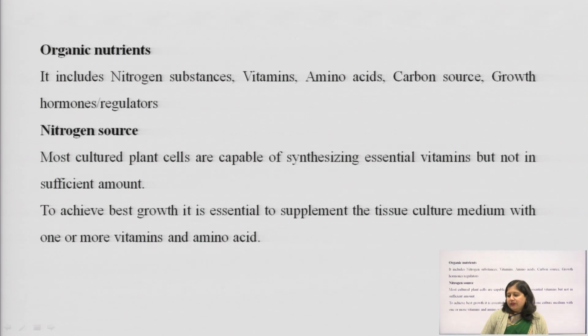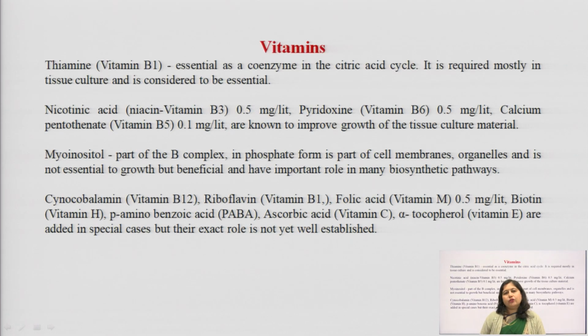In organic nutrients, generally we add vitamins and amino acids, and we also have certain growth regulators which are added inside the medium, and they help in maintaining the concentration of nitrogen. Okay. So, most cultured plants are capable of synthesizing essential vitamins, but not in sufficient amount. To achieve the best growth, it is essential to supplement the tissue culture medium with one or more vitamins and amino acids. So, we should not just stick to the inorganic materials; we have to add certain organic materials in the form of vitamins also.